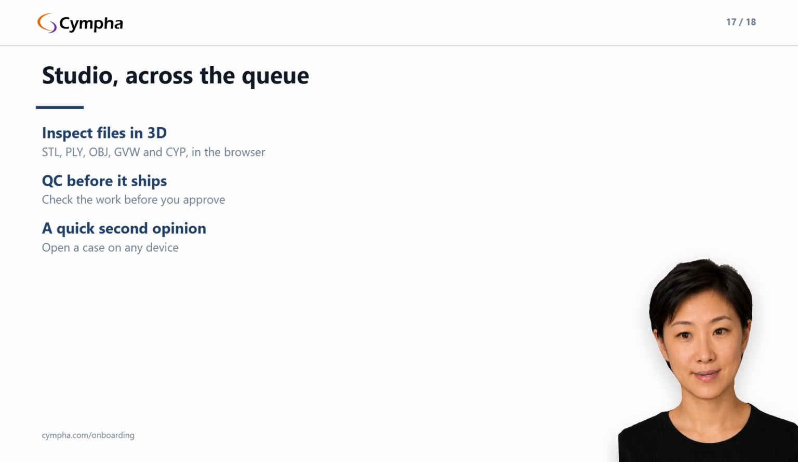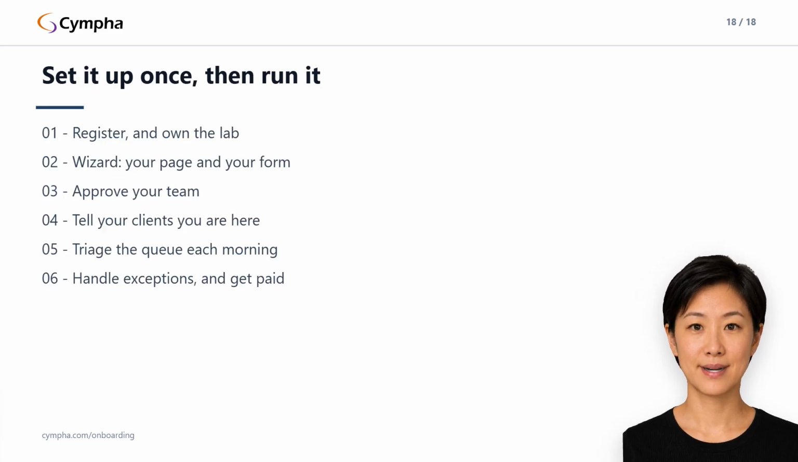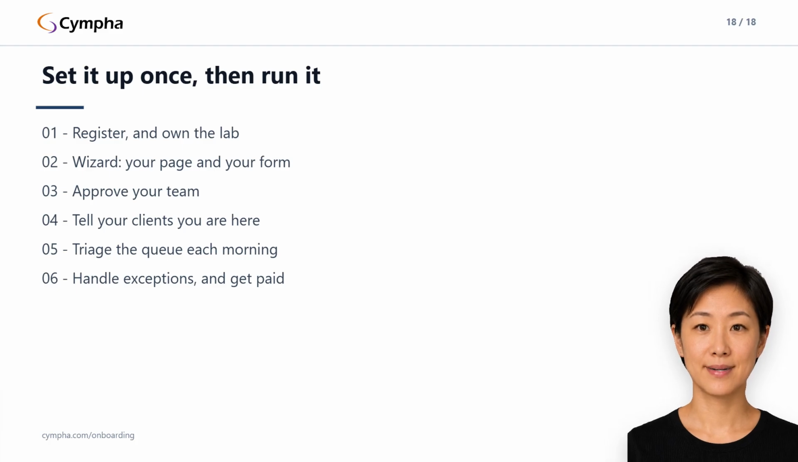That is a lab on Cympha, end-to-end. 4 setup steps you do once, then a running loop of triage, exception handling, and payment. If you take one thing away, make it the order. The 2 steps that decide how well everything else works are the order form in the wizard and telling your clients you are here, and both happen before a single case arrives. Labs that do those 2 properly find the platform mostly runs itself. Labs that rush them spend months correcting intake by hand and wondering why the queue is quiet.